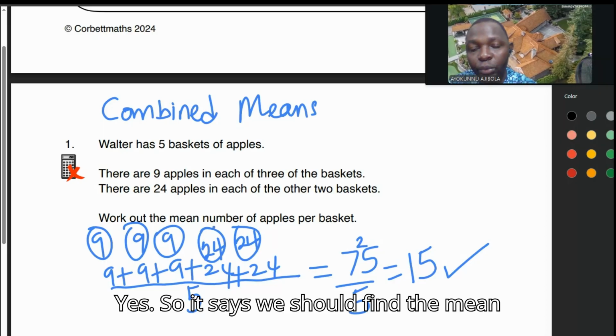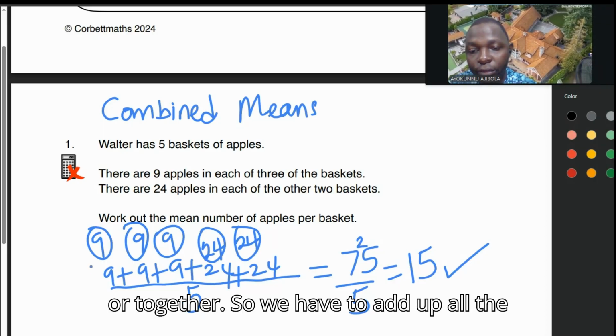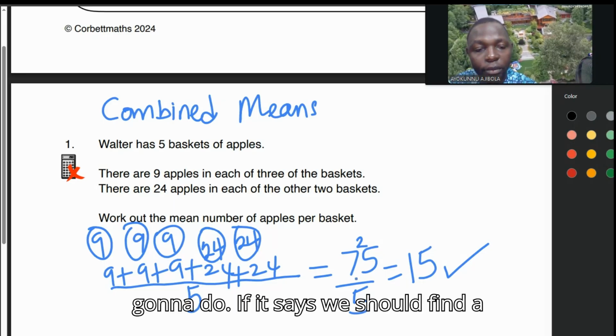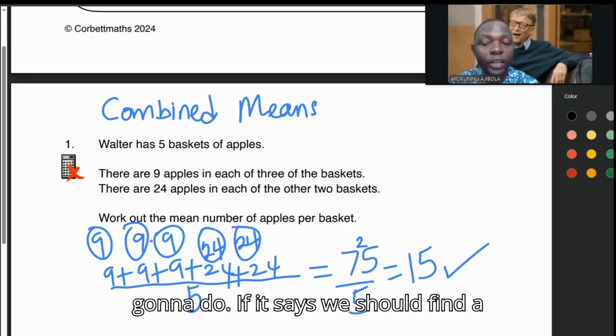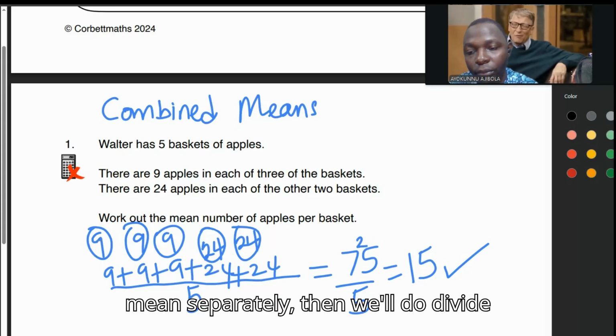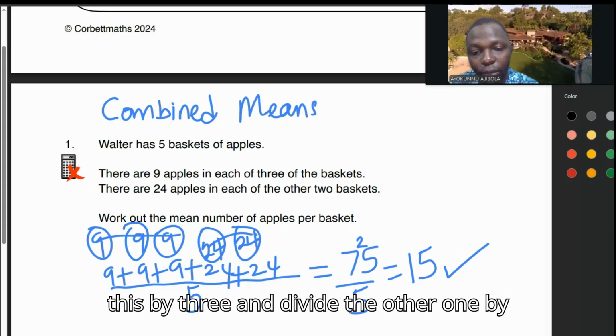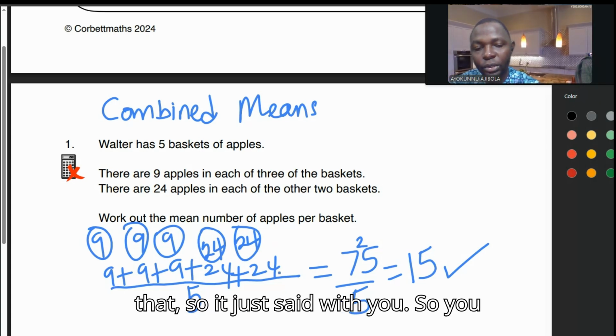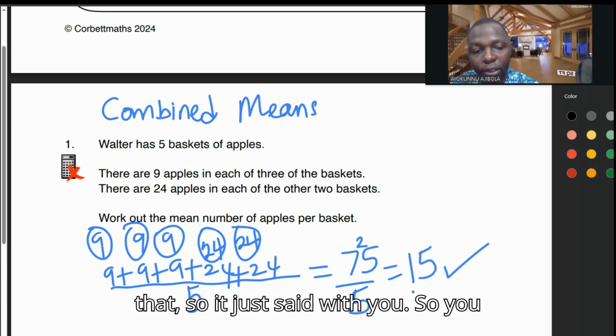Yes. So it says we should find the mean altogether. So we have to add up all the numbers and divide by five. If it says we should find the mean separately, then you divide this by three and divide the other one by two. Do you understand? But it didn't say that. It just said we should find the mean altogether. So you understand this, right?